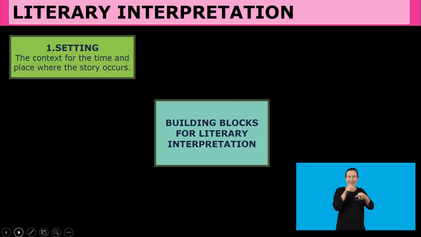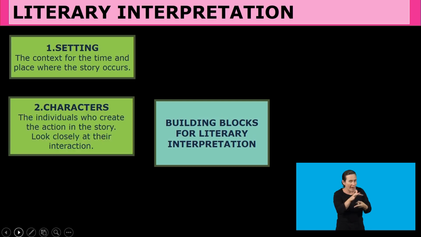Our first one is the setting. Novelists set the action in a certain place or particular place because that is going to feed into how the plot and the theme develops. So setting is the context for the time and the place where the story occurs. Our next little indentation is characters, the individuals who create the action in the story.